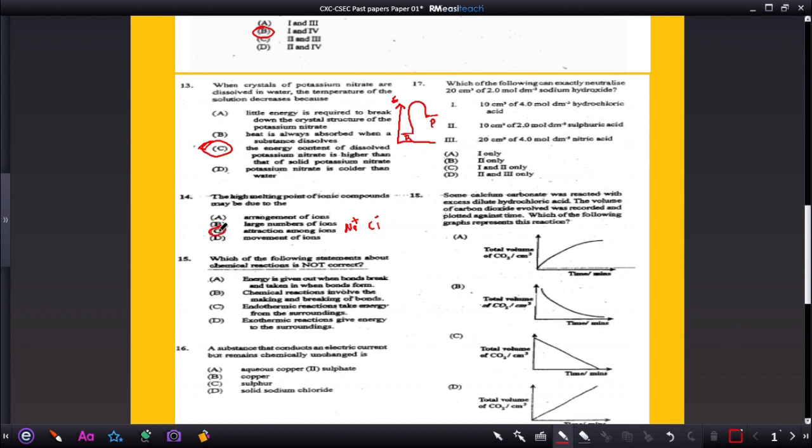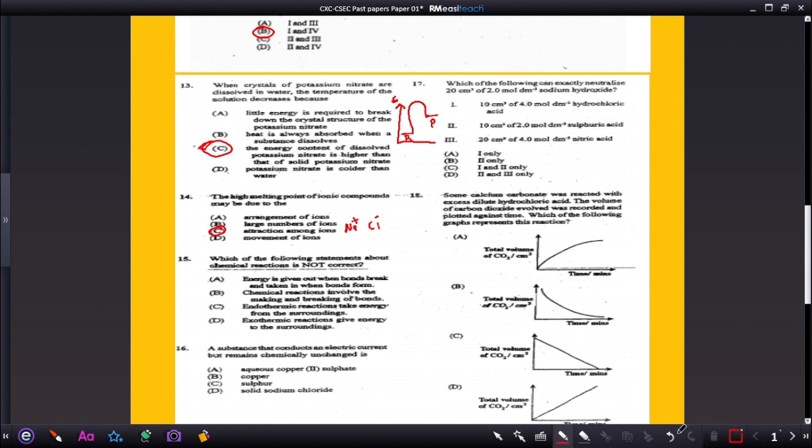Question 15. Which of the following statements about chemical reactions is not correct? Energy is given out when bonds break and taken in when bonds form. No. In order for you to break a bond, you have to absorb energy. And when bonds are formed, energy is released. So let us see what the others say.